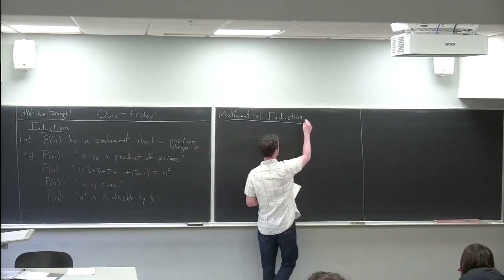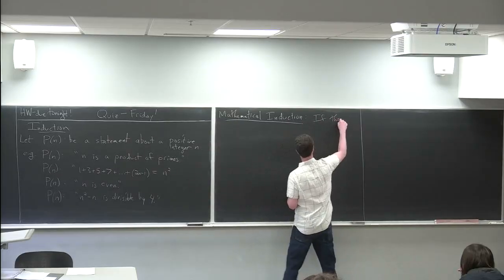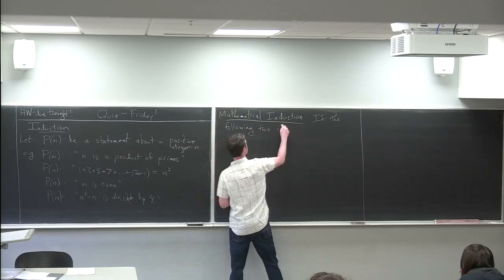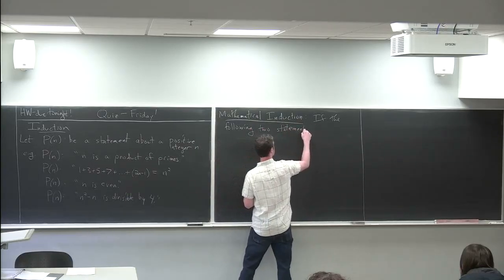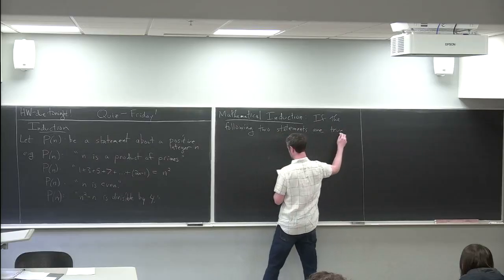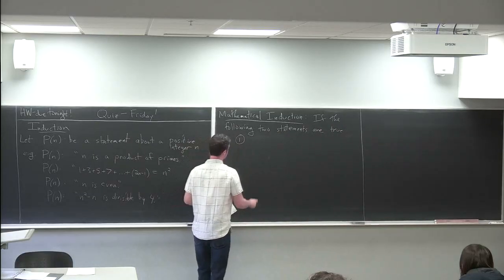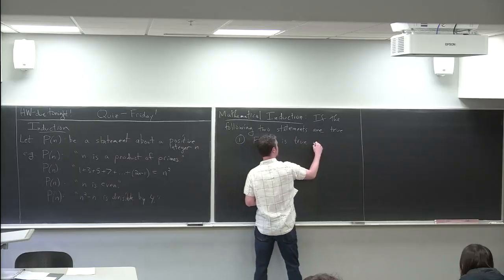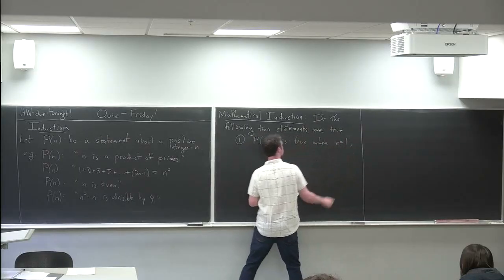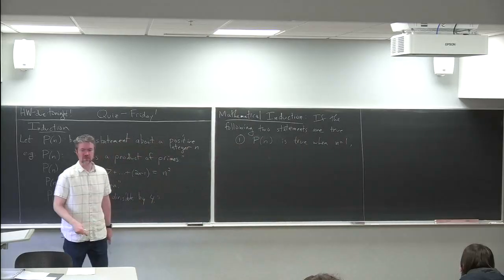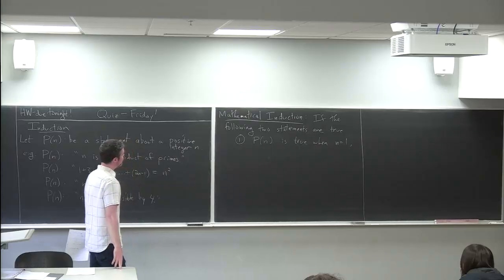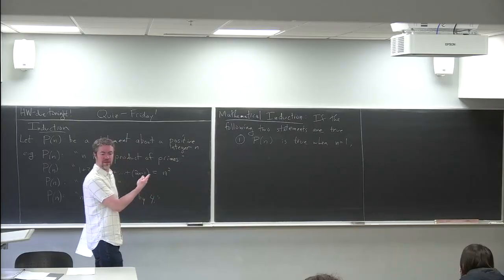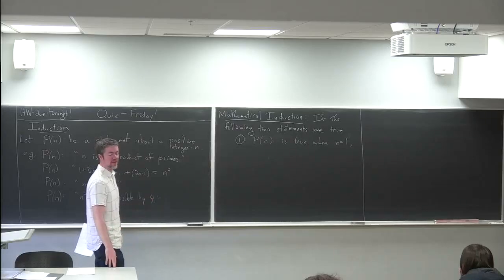If the following 2 things are true: first, P of n is true when n is 1, or another way to say that is, P of 1 is true. The first thing we're assuming here is that for the smallest n, and we'll think of 1 as the smallest positive integer n, the statement is true.